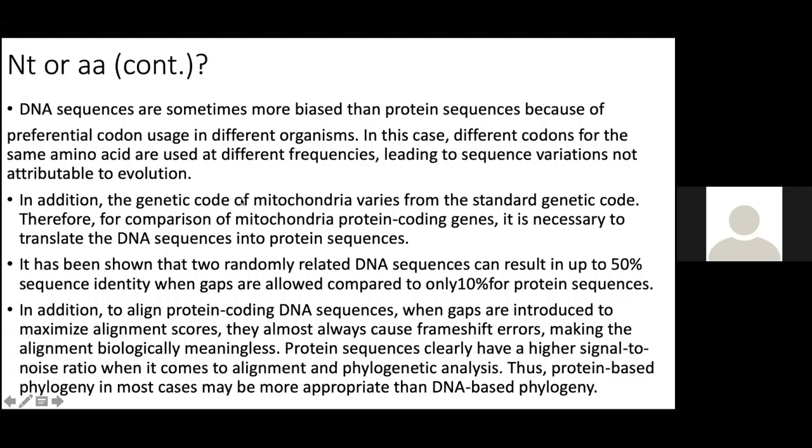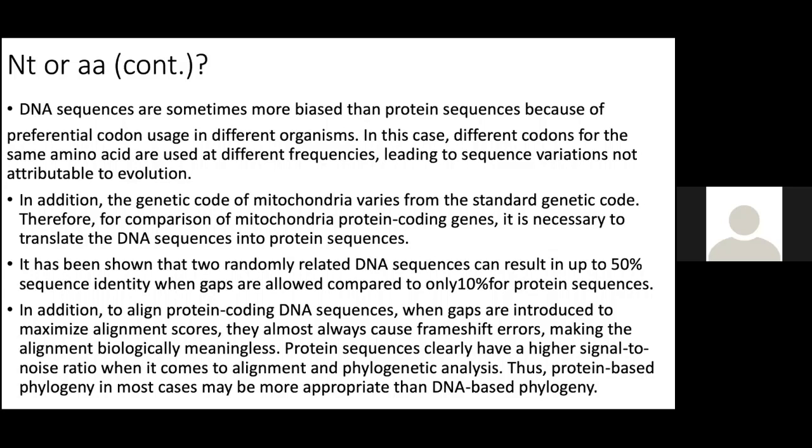In addition, the genetic code of mitochondria varies from the standard genetic code. Therefore, for comparison of mitochondrial protein-coding genes, it is necessary to translate the DNA sequences into protein-coding sequences. If you compare the nucleotide sequences, you'll find that there are differences, but actually at the amino acid level there might not be changes, because they use a different genetic code table.